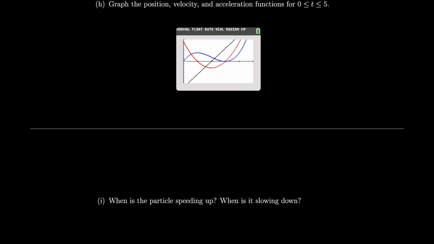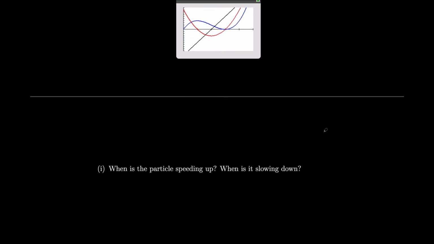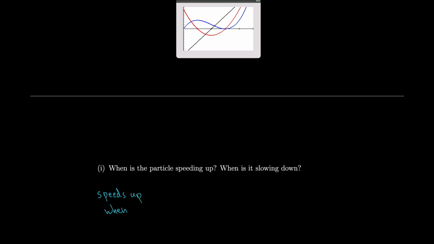It makes sense too when you look at the graph. You can see it's kind of slowing down, and then it starts speeding up downward, but then it slows again, and then it speeds up again forevermore. So our particle speeds up when t is between 1 and 2, and also when t is bigger than 3.